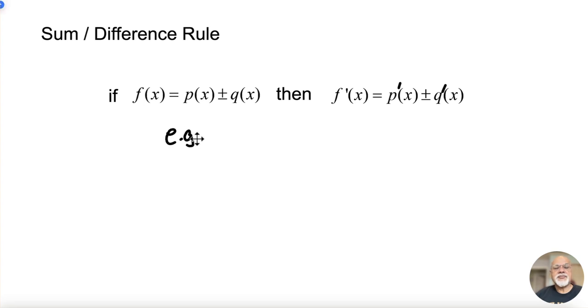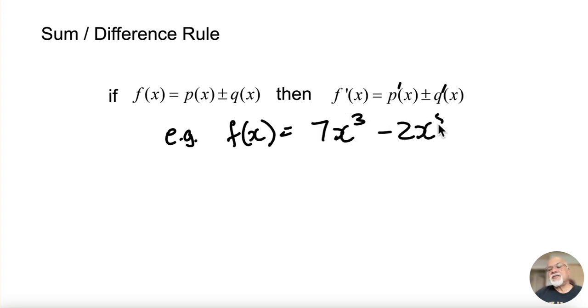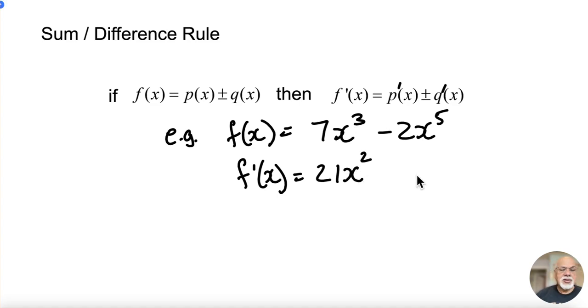So for example, f of x is equal to 7x cubed minus 2x to the 5th. Well, then f prime would be the derivative of the first function here. So remember, using the previous constant and the power rule, this 3 comes down, so 3 times 7 is 21, and you reduce the exponent of x by 1, so it becomes 21x squared, minus, and this one would be 5 times 2, which is 10x, and reduce the 5 by 1, so 4. And so there's the demonstration of the sum and difference rule.